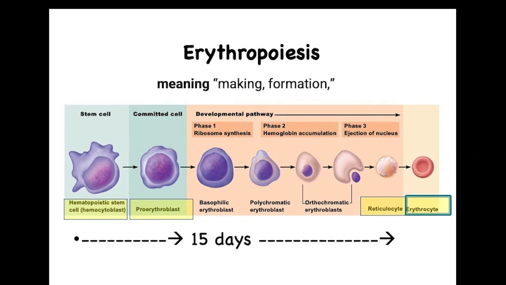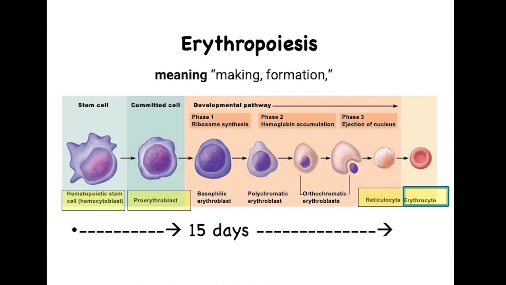You don't need to know all of these cells, but the ones that I do want you to know will be the hemocytoblast, the proerythroblast, the reticulocyte, and the erythrocyte. Remember, the hemocytoblasts are the stem cells for all of your formed elements. The proerythroblast, pro meaning before, this cell is committed to becoming an erythrocyte. The reticulocyte is the form of the cell that is ejected or moves into the blood vessel.